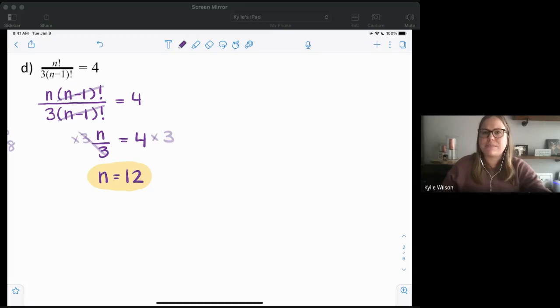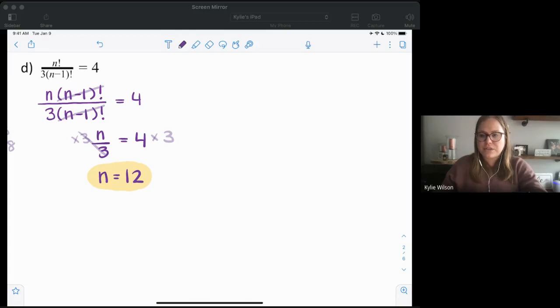Any questions about this part before we move on to the proof, and then we can do a few other examples? We're good. Oh, great question that was just asked.